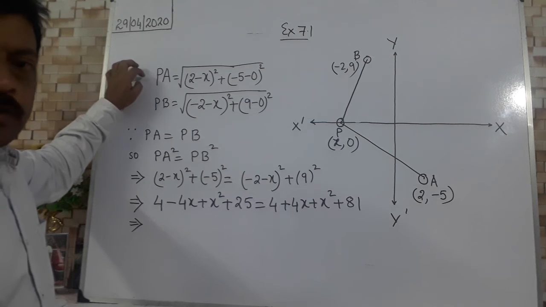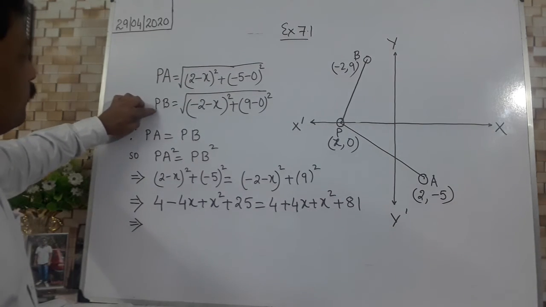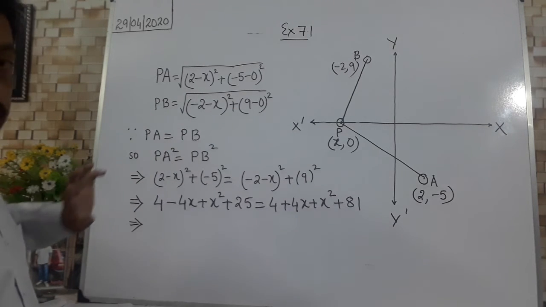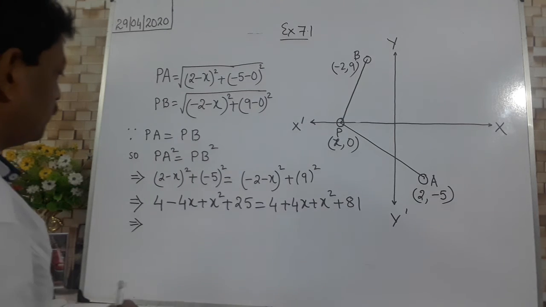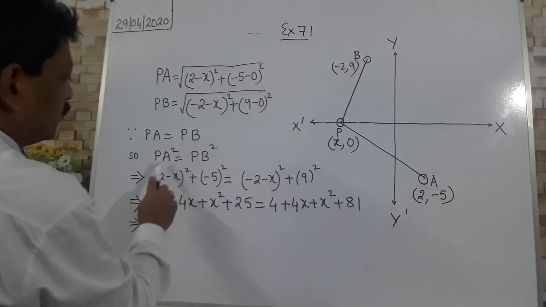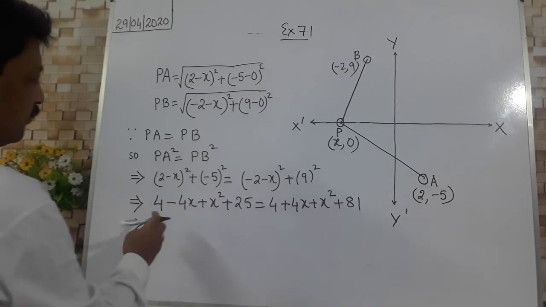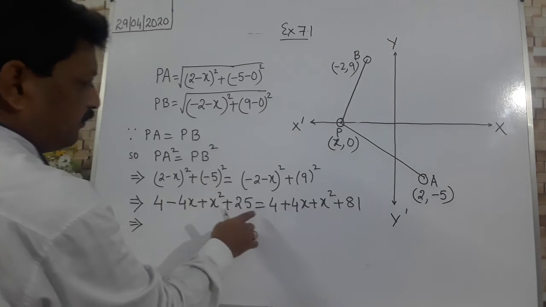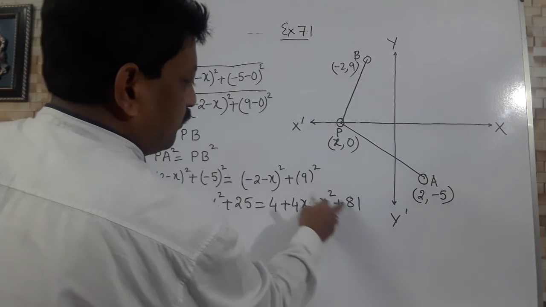Using the distance formula, I have calculated the distance PA and PB also. Now the condition given is PA equals PB. So PA square equals PB square. I have squared both sides. Now replacing the value of PA square, the root over sign is removed from both sides. By calculation, I have got on the LHS 4 minus 4x plus x square plus 25 is equal to, on this side, 4 plus 4x plus x square plus 81.